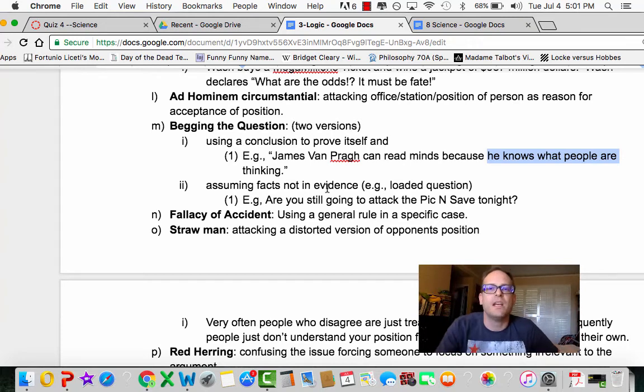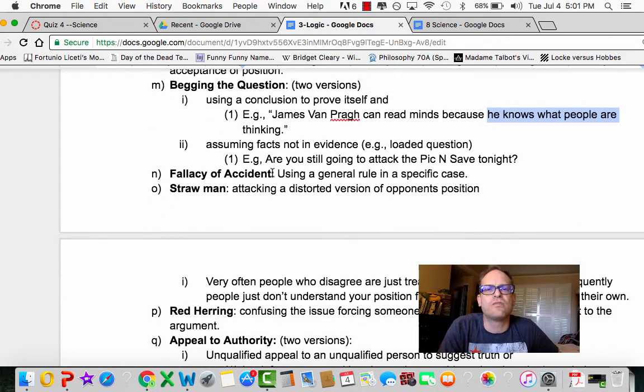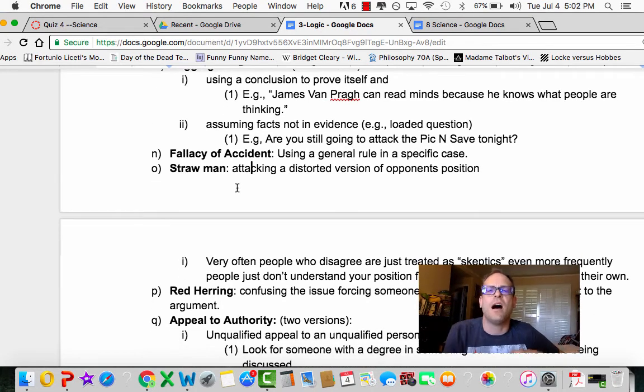So, okay. All right. Fallacy of accident. We're not going to use this very often. In fact, we won't be using this in the quiz, but the idea is when people use a general rule in a specific case. So it's something like, it's wrong to stab someone with a knife. Surgeon stabs somebody with a knife, and therefore it's wrong for a surgeon to stab somebody with a knife. Well, no, not really, right? Because this is a different kind of case. Straw man, this happens very often. It's when someone attacks a distorted version of your position.